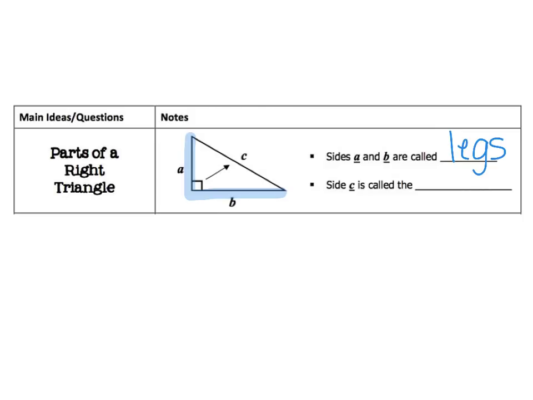And then the side that's opposite the right angle, so we look at the right angle and we go across from the right angle, that side is called your hypotenuse. And in this triangle, that would be side C. So the side opposite the right angle is called the hypotenuse of your right triangle. Alright, and it's really important that we identify the different parts of a right triangle because we're going to be talking about something called the Pythagorean theorem.